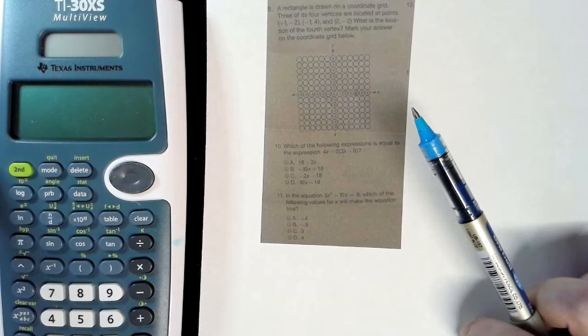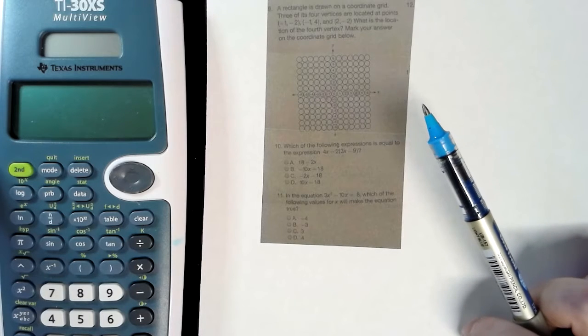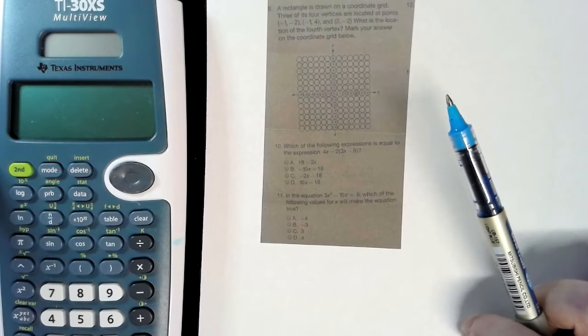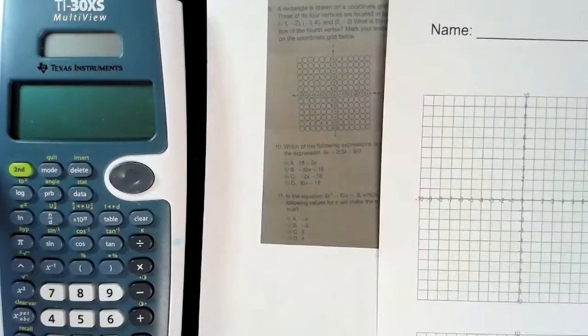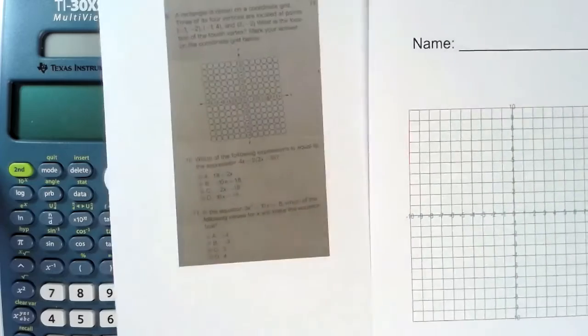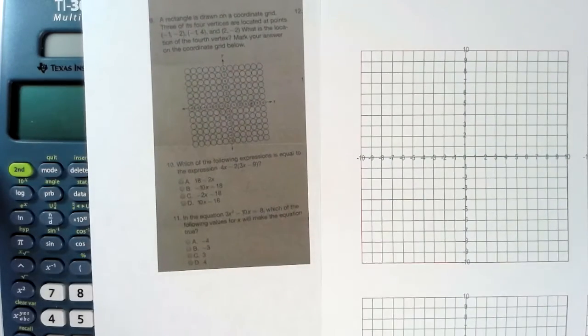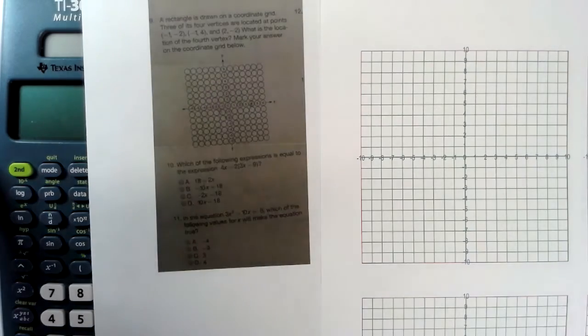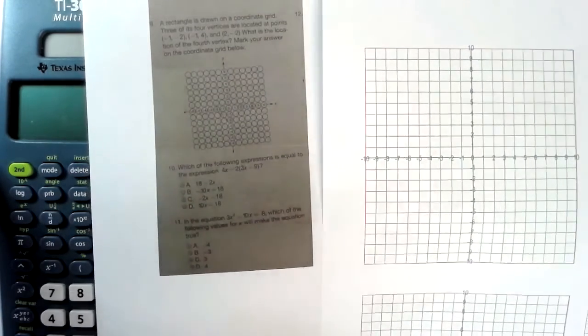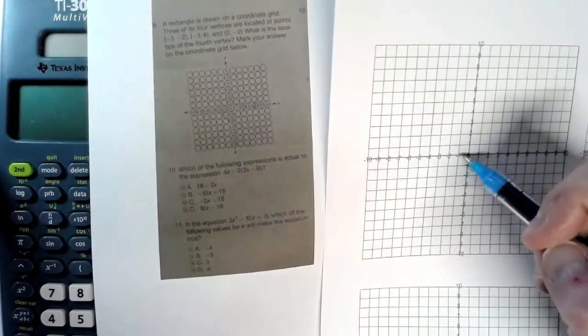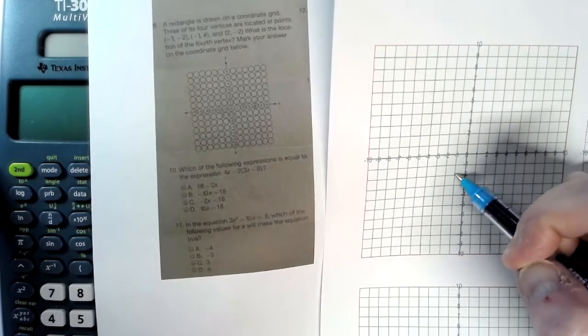So all you're doing here is putting in the coordinates. I'm going to use a graph since this is actually out of your book. And I don't know if you want to write in your book. You can, but it's easier to use a graph. So our first coordinate is -1, -2. So -1 on X down to -2 on Y.